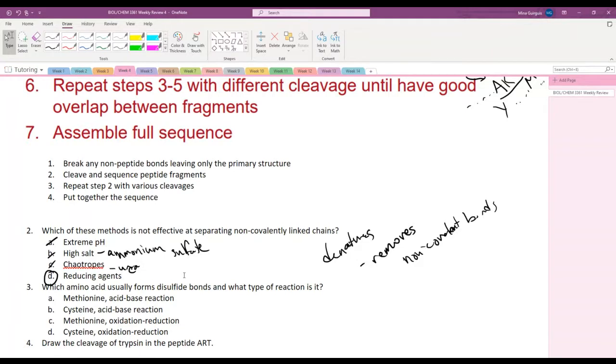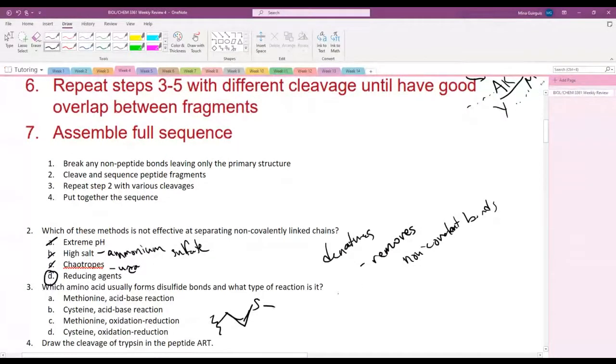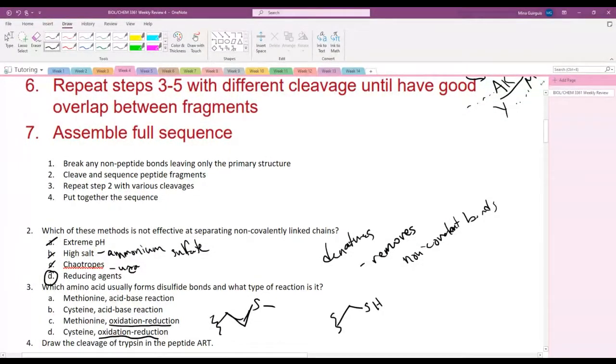So now let's talk about which amino acid forms those bonds. I've only given you two options, methionine and cysteine, and both are sulfur-containing amino acids. Methionine's side chain has, I believe, two carbons, and then a sulfur, and then another carbon group. Cysteine, on the other hand, has a single carbon group, and then a thiol. Given that it is an oxidation-reduction reaction, given that it's redox, the only choice left is D. It has to be cysteine, because methionine is much more difficult to draw into a redox reaction.